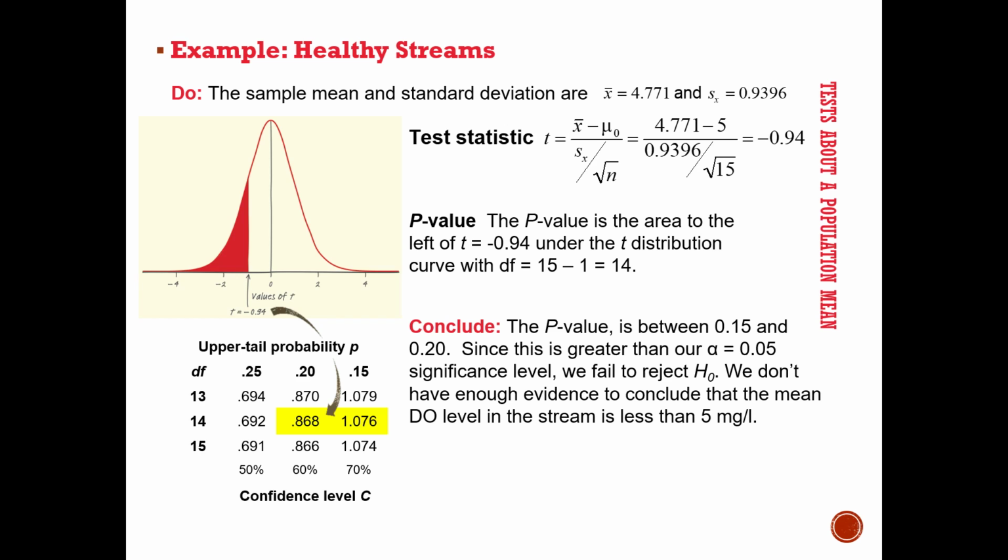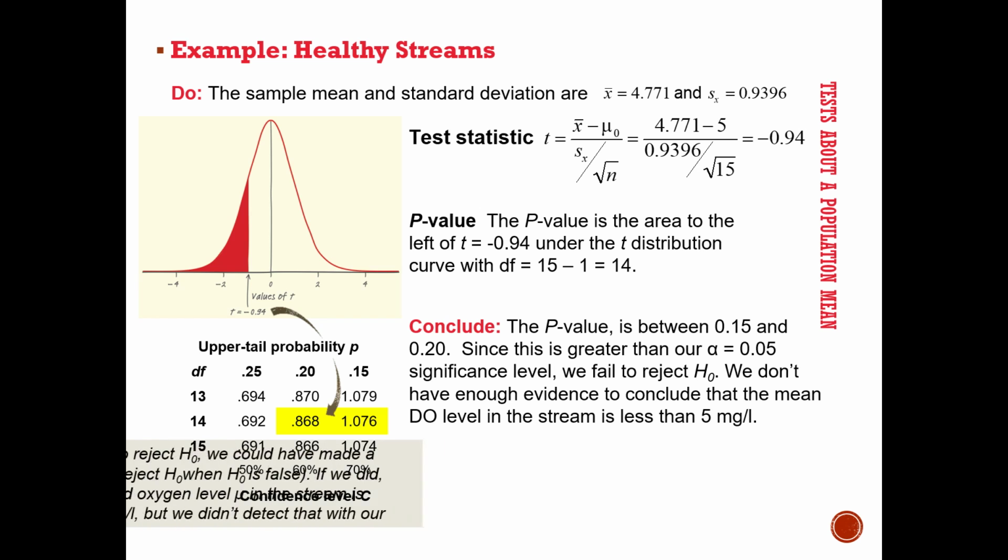Be very careful here. Once again, do not say we can conclude that the mean DO level is 5 milligrams per liter. We are not going to accept that it's not less than 5 milligrams per liter. We're just failing to reject the H0 that it is 5 milligrams per liter.